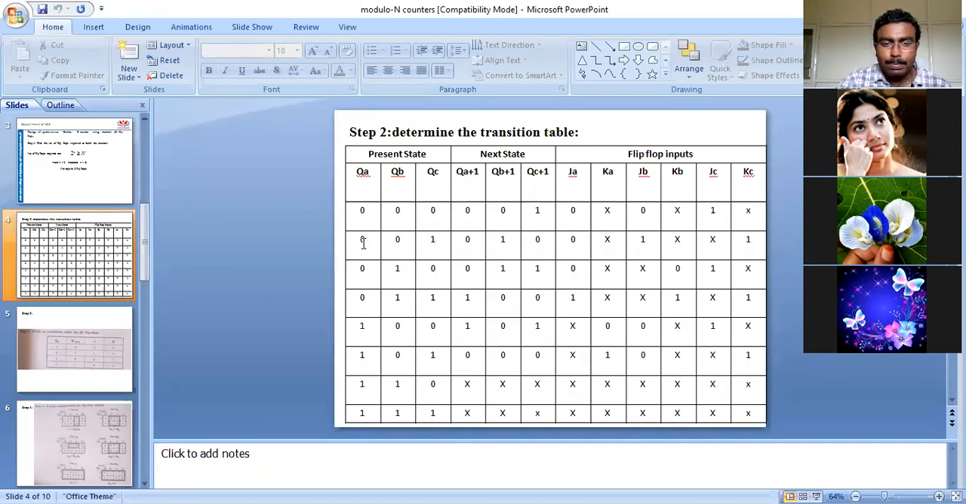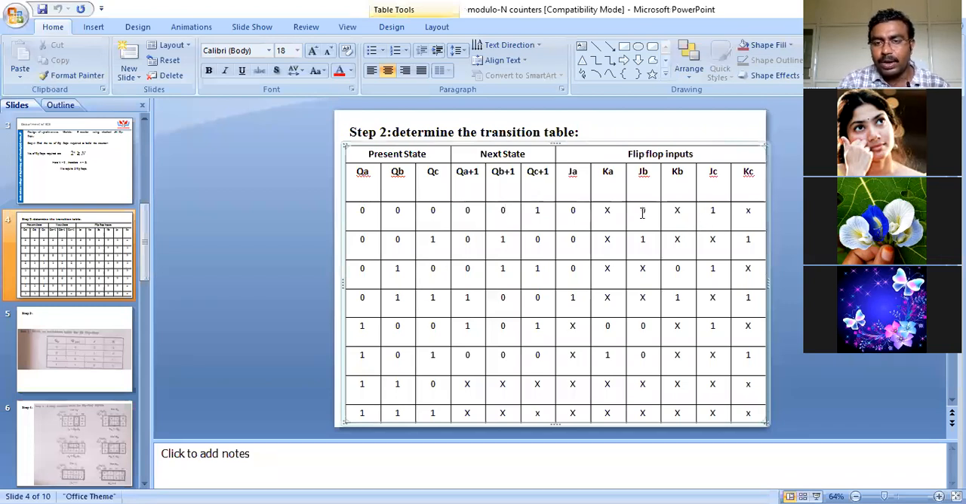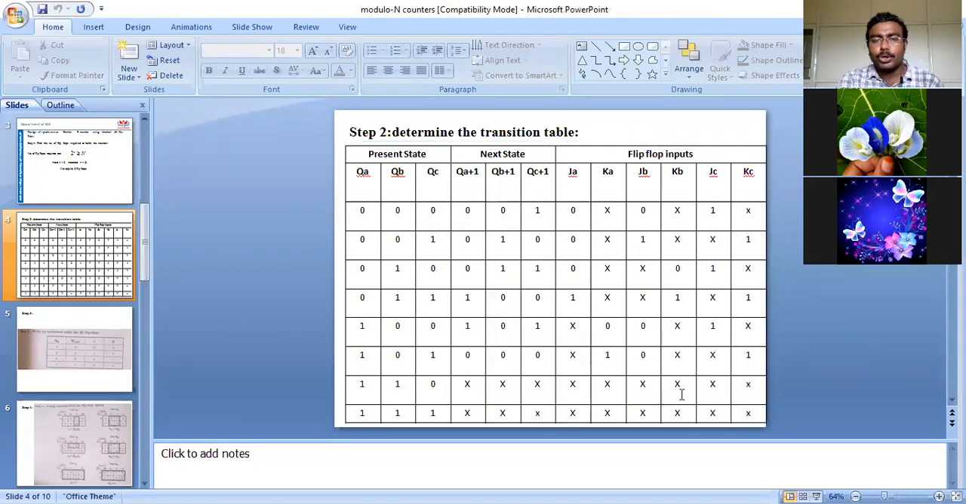Like that, by looking at your present state and next state values for each and every state, you try to fill in your JA, KA, JB, KB, JC, KC values here. But when you go for state number 6 and state number 7, you have don't care values. That's why you fill all the don't care values under your flip-flop input conditions. Since I have don't care as my next state values, you cannot find what the flip-flop inputs are here, so you always place don't care. Then your transition table will be completely over, students.